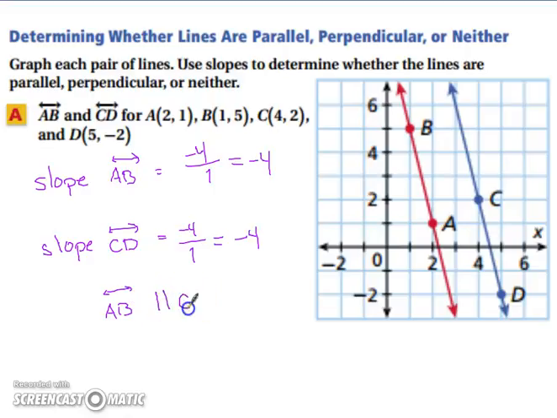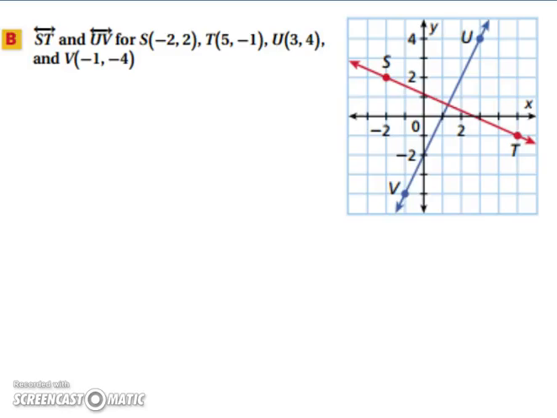is parallel to CD. You don't want to just look at a graph and go, oh, they look parallel, and state that they're parallel or perpendicular or neither. Because sometimes graphs look really similar, and what you're able to see that they show you or that you were able to graph might not show you all the data. So if you find your slopes and your slopes are actually the same, then you know for a fact that these lines are parallel. So let's look at this next example.